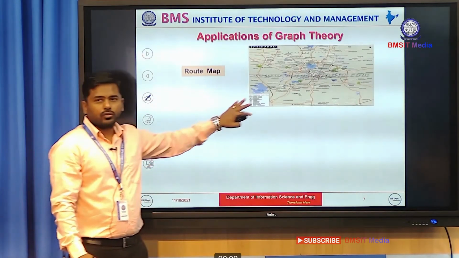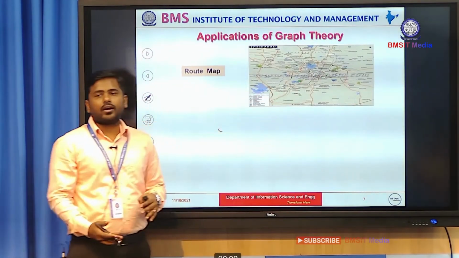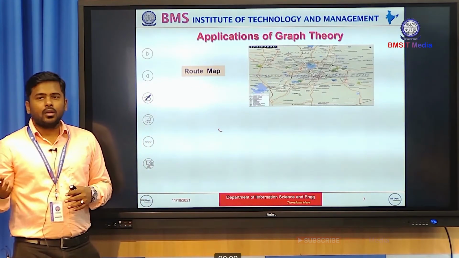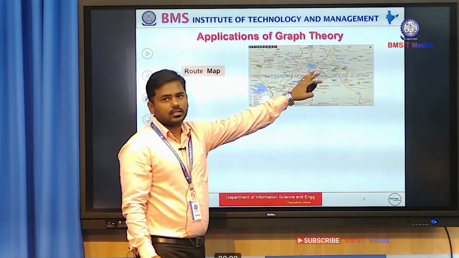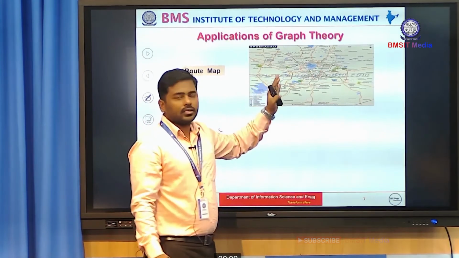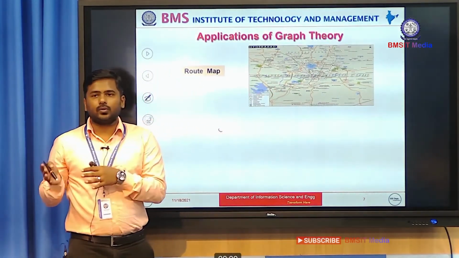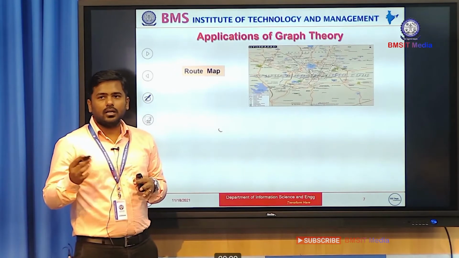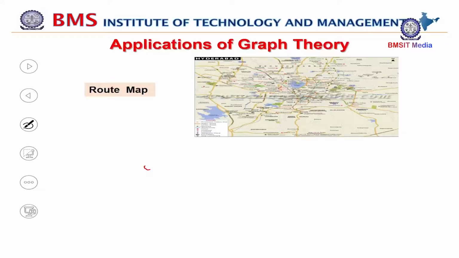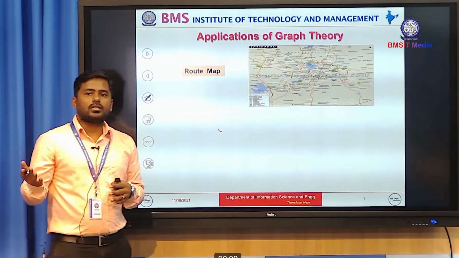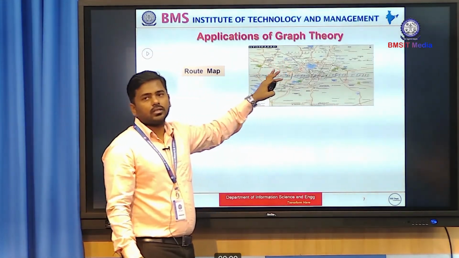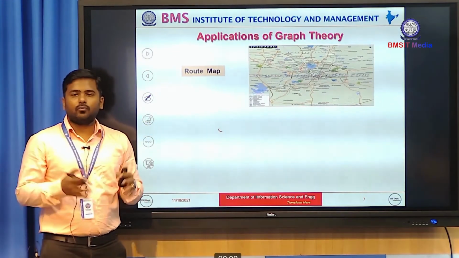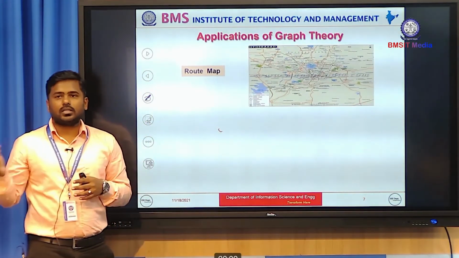I think most of you have used this application to find a path from one city to another city. Here a city is considered as one vertex and the other city is considered as another vertex. If there is a path, that is a road connecting city 1 and city 2, then that can be represented by using an edge. With that concept we can find the optimal path to reach from city 1 to city 2. So we can work with some graph algorithms so that the path from city 1 to city 2 is optimal.